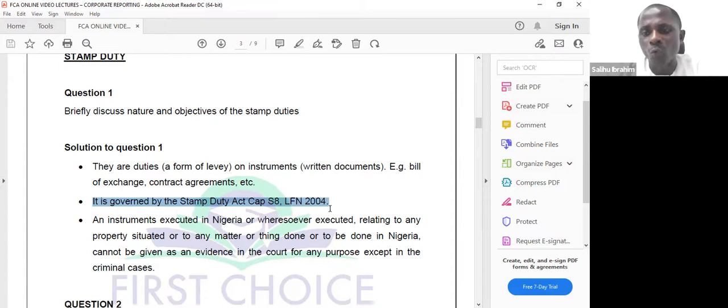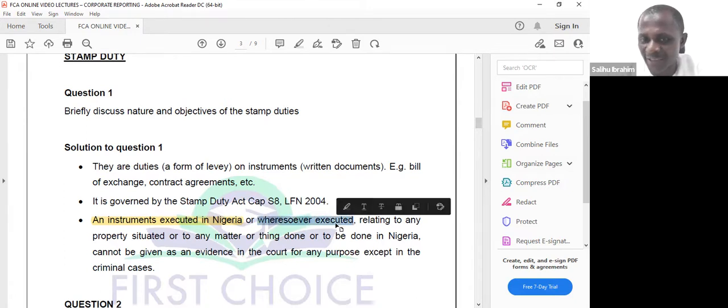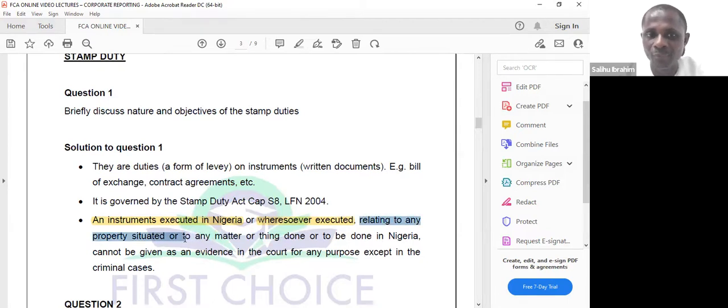So what are the instruments that you are expected to stamp? Number one, an instrument executed in Nigeria. You are in Nigeria and you enter into an agreement in Nigeria with another person. That instrument, that agreement, is executed in Nigeria. Therefore, you are expected to pay stamp duty on it. Or even where the agreement is not executed in Nigeria, but it relates to a property situated, or any matter done or to be done in Nigeria.